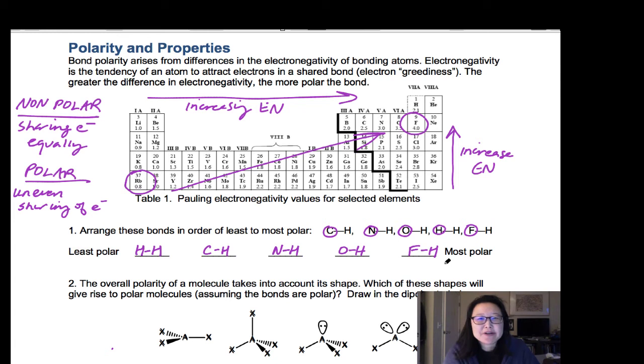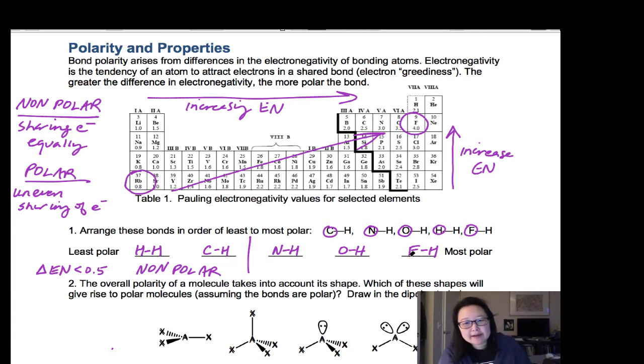Okay, so now we've ordered our bonds from least polar to most polar based on their electronegativity difference. What that means is the electronegativity value of hydrogen is 2.1. So 2.1 minus 2.1 is 0. Carbon is 2.5 and hydrogen is 2.1, so it's a difference of 0.4. Generally, an electronegativity difference of less than 0.5 is what we consider nonpolar. Even though there's a little bit of difference between carbon and hydrogen, it's still generally considered not very polar.